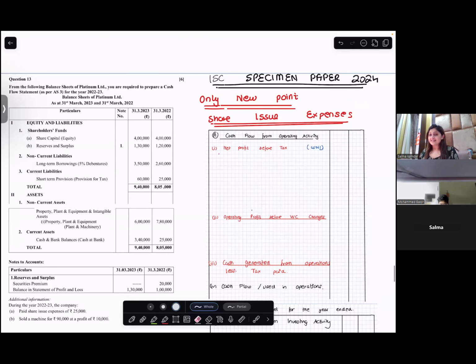So now this is ISC Specimen Paper 2024. It is very likely that you get questions like this in your exam, which is related to cash flow, and it is going to be a 6 marker question. Whenever you have sums related to cash flow, the first thing that you're always going to do is what?